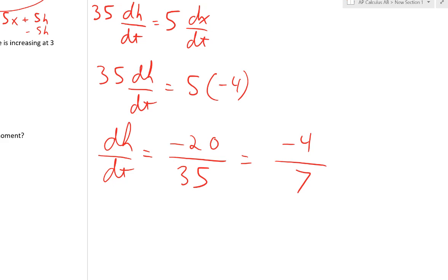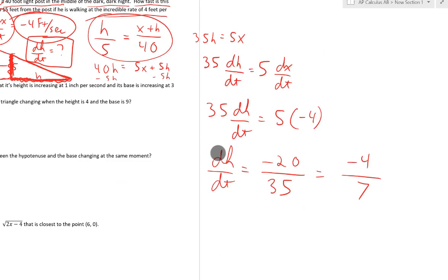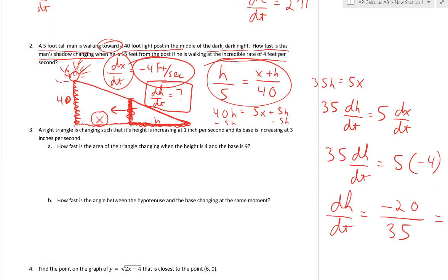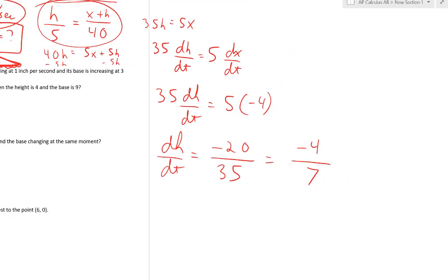But we got to put units on there. Well, the shadow was measured in feet because that's what we measured everything in this question in. So the shadow also was measured in feet. And the rate of change of the shadow then must be feet per some unit of time. And because we're using per second in the rate of change of x, then h must also be in that unit. So it's negative 4/7 feet per second.